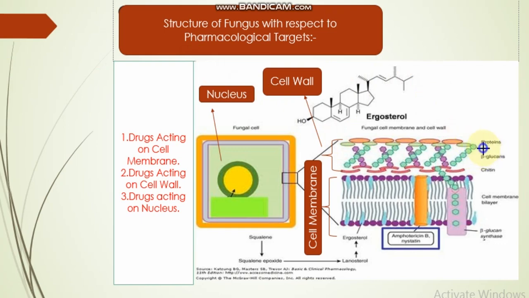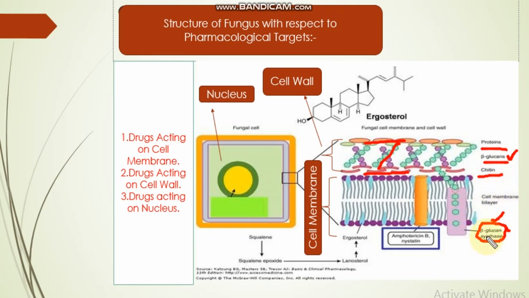The cell wall of fungi is made of protein and chitin, and these layers are linked together by beta glucan. This is the layer of the protein, this is the chitin, and these layers are linked together by the beta glucan. This beta glucan is synthesized by the beta glucan synthase enzyme, and the cell wall inhibitor binds to this beta glucan synthase and causes the inhibition of the synthesis of the beta glucan.